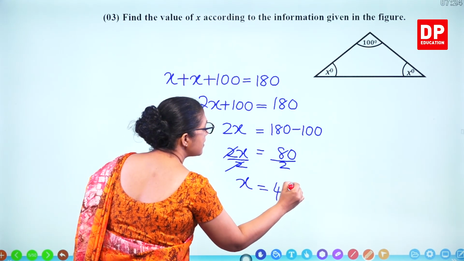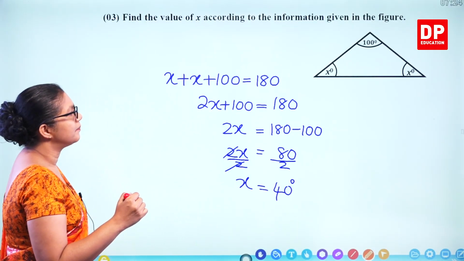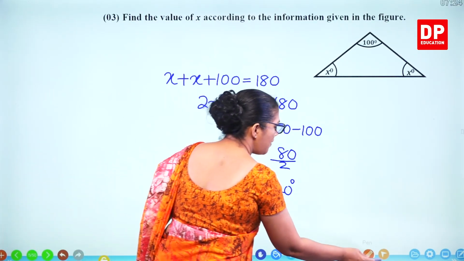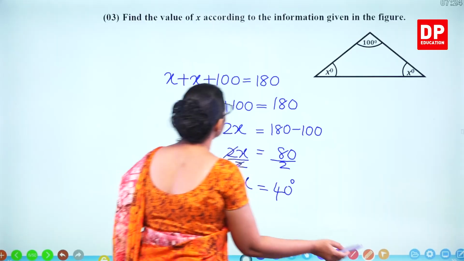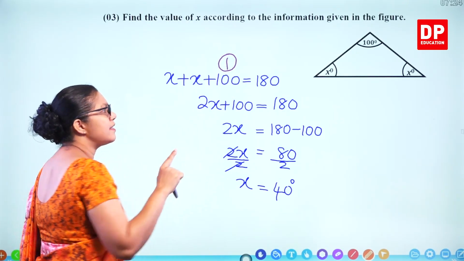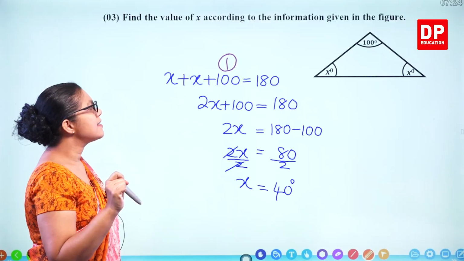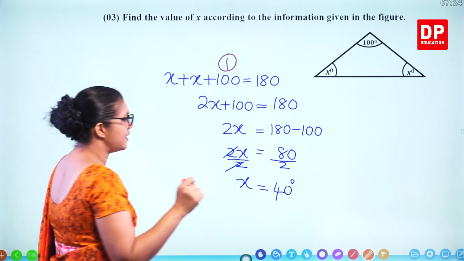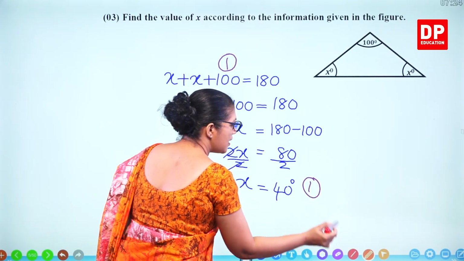So this is an angle 40 degrees. So in this one, you get 1 mark for this method. Identifying sum of angles in a triangle is 180 and 1 mark for the answer.